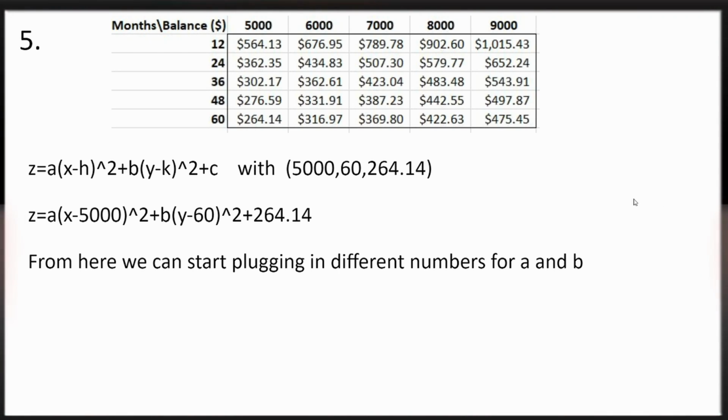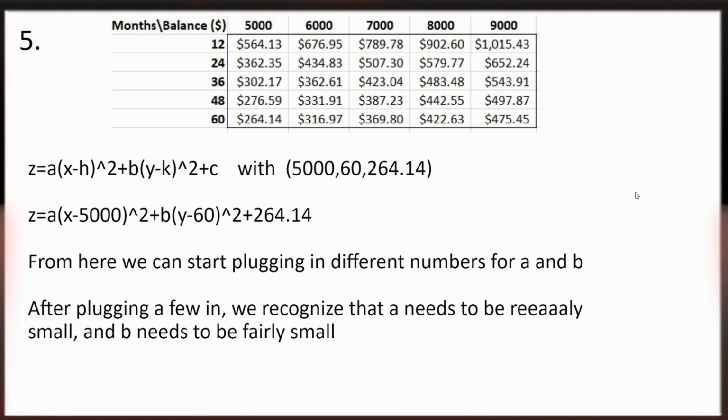So from here we start plugging in different numbers for A and B. There weren't numbers there before, we're going to put numbers there now. And pretty much after we plugged a few in, we sort of noticed that these numbers are going to need to be small. And for A, it's going to need to be really small. And for B, not as small, but still small. I'm talking smaller than 1, but bigger than 0. The A being really close to 0, that B being a little bit farther away from 0, but not really close to 1.